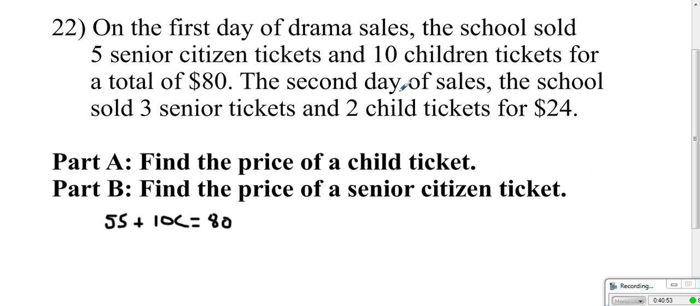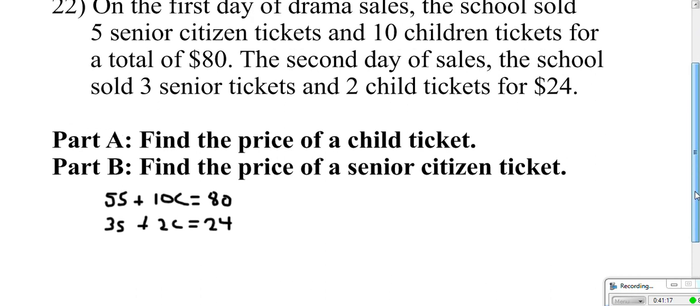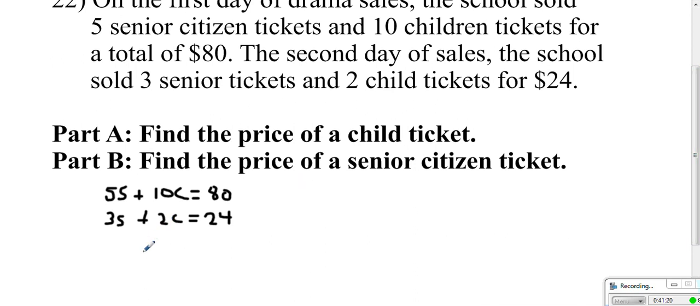All right. Now, the second day of sales, the school sold 3 senior tickets plus 2 child tickets for 24. And there's your system. You made a system based on a real world situation. Now you could either use elimination or substitution. I'm going to choose to use elimination, and I want to eliminate the C's.